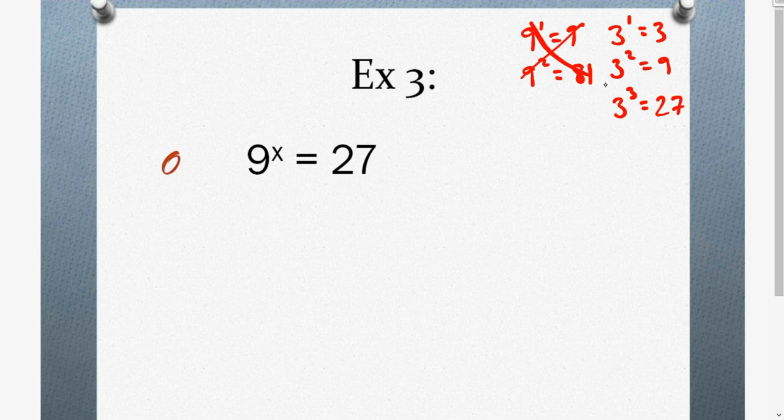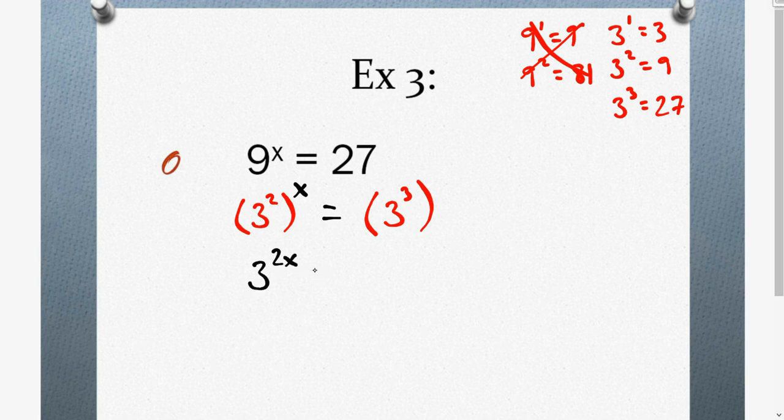But let's rewrite this 9 and rewrite the 27. So instead of writing 9, we're going to write it as 3 squared. And instead of 27, we're going to write that as 3 cubed. But everything else about the equation has to be the same. So my first base had an exponent of x. My second base didn't have an exponent. So that's really it. Using properties of rational exponents, I know that 3 squared raised to the x is the same thing as 3 to the 2x, and that'll equal 3 to the third.